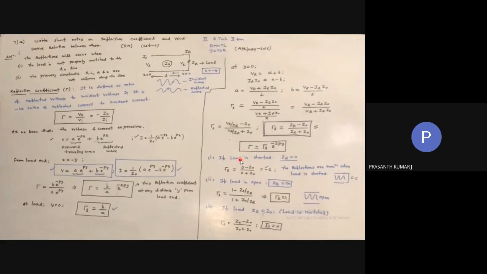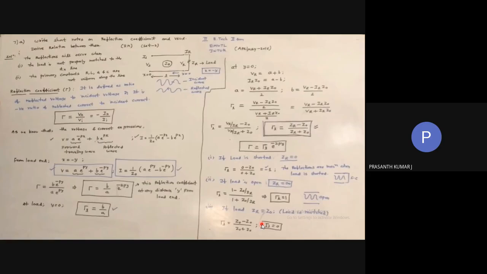Now, the three conditions which I have explained, you can write from these two. When the load is shorted, ZL equal to 0. I have already explained this. When it is short circuited, the reflection coefficient is -1. When it is open circuited, the reflection coefficient is 1. And when it is matched, the reflection coefficient is equal to 0. So this is about reflection coefficient.